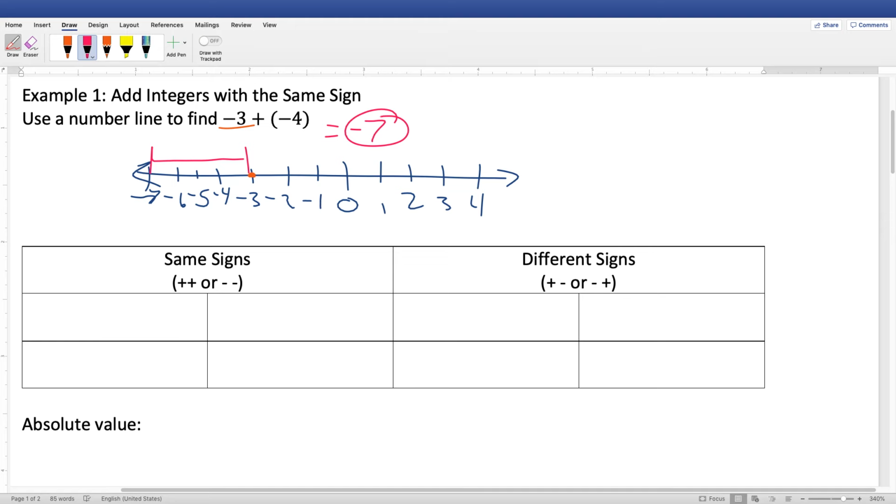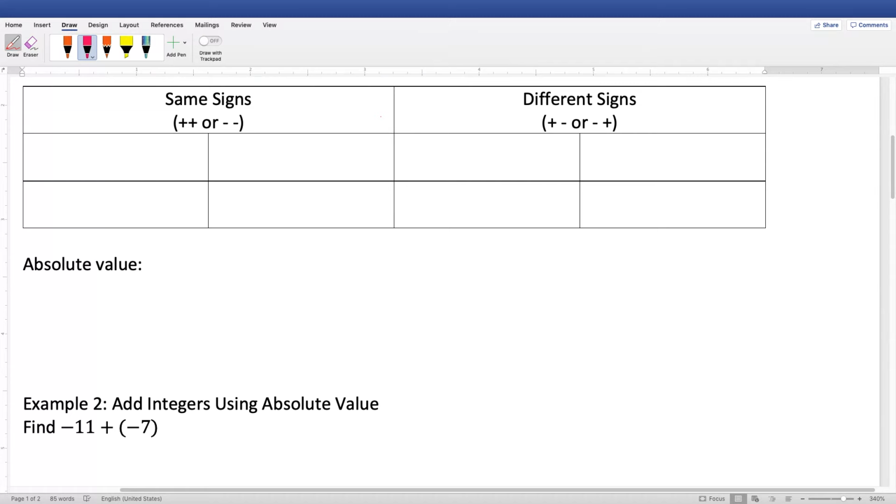Now we're going to start talking about what happens when you have same signs and different signs. So when you have a positive number like 3 plus a positive number 5, you will always get a positive number. So the sum of two positive numbers is always positive. So in this, I'm going to put sum is positive.